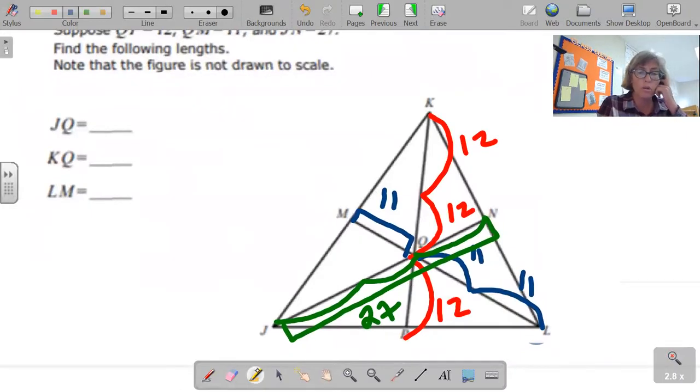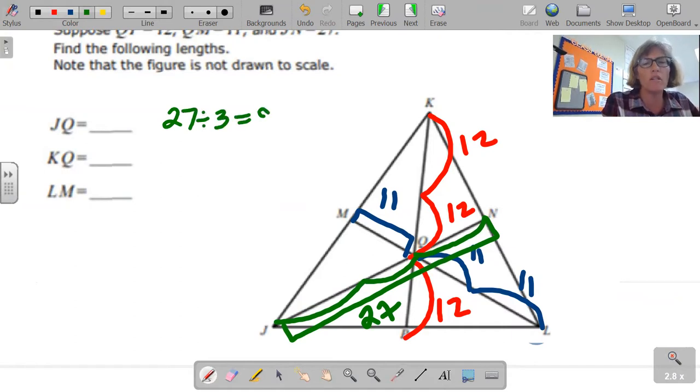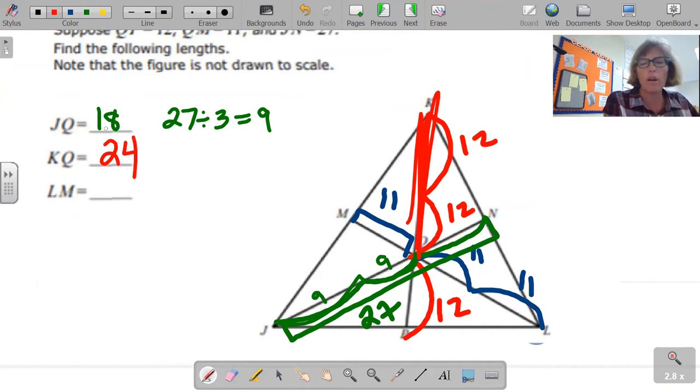J to Q, right here. 27 is the whole thing, and it is 3 bunny hops. So we simply do 27 divided by 3 gets you 9, and J to Q is 2 of those bunny hops, so it is 18. K to Q, right here, we already have, is 12 and 12, that's 24. L to M, L all the way to M is 3 bunny hops, 11 each, that's 33.